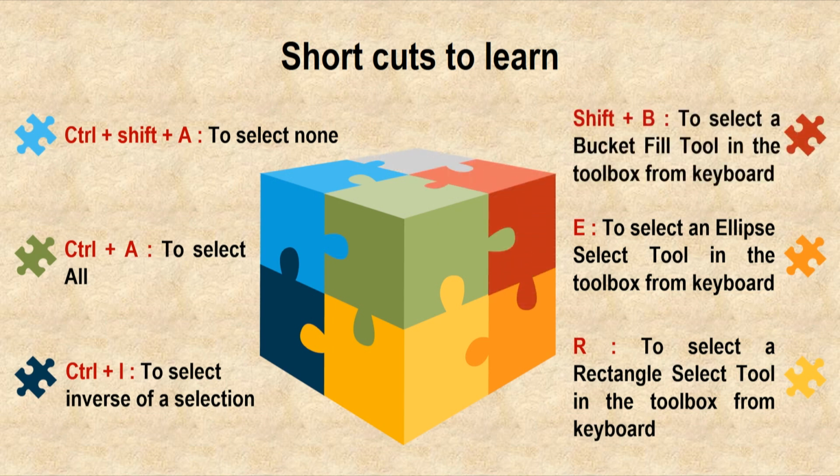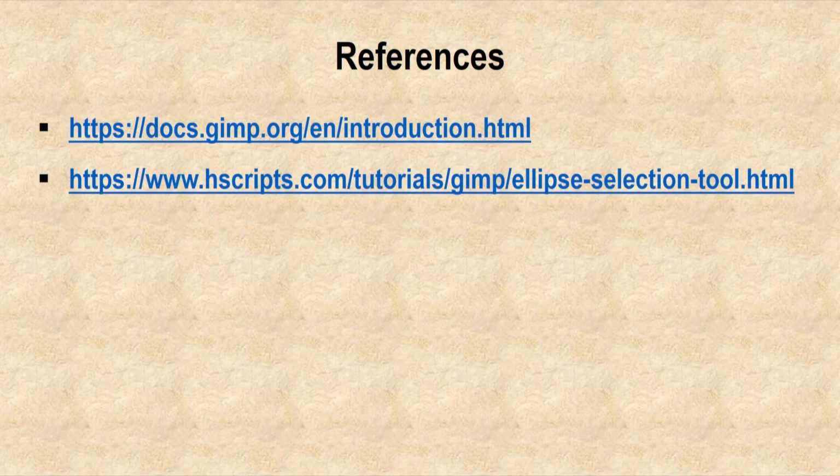And Shift plus B is the option that we can make use of as a shortcut for clicking on the bucket fill tool. So by making use of the shortcut keys, within less time we can directly pick up the various options. This is the reference from where the learner can read in detail about all these tools.